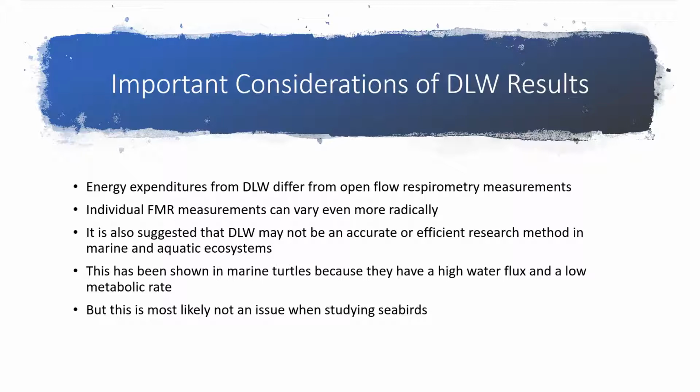It's also been shown that doubly labeled water might not be accurate or efficient when we're looking at animals in marine and aquatic ecosystems. This was shown when looking at sea turtles, since they have a high water flux into and out of their body with a very low metabolic rate. So this might throw off some data. These effects don't have any influence on seabird studies, but it should be a consideration if you are looking at a doubly labeled water study that focuses on any aquatic or marine animals.